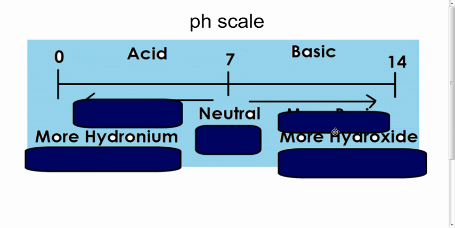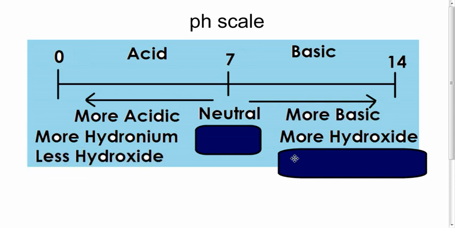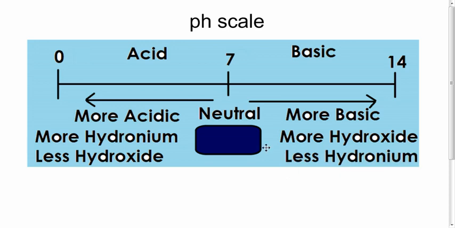The other way, there's more hydroxide, because as you go to the left it gets more acidic on this image, and on the right it gets more basic. And you have less hydroxide and less hydronium. And if you're at 7, you've got equal amounts of both of those ions.